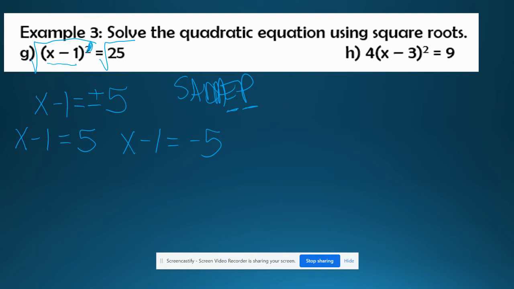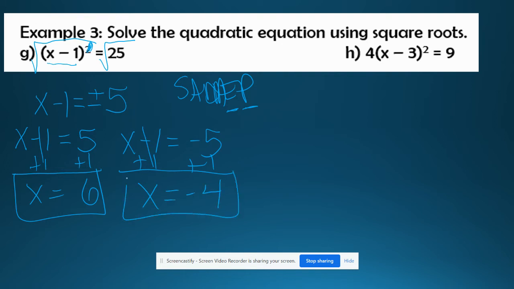In order to finish getting x alone, the opposite of subtracting 1 is adding 1. So positive 5 plus 1 is 6. Add 1, and negative 5 plus 1 is a negative 4. So we actually have two different answers this time because we had some operations after we took the square root.